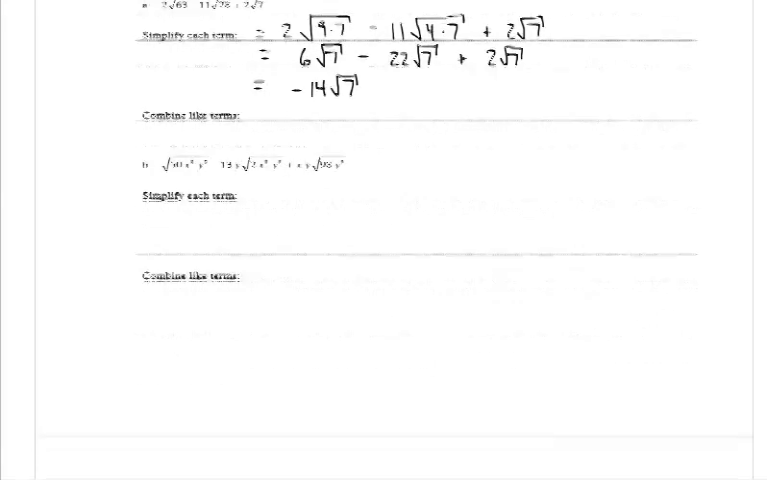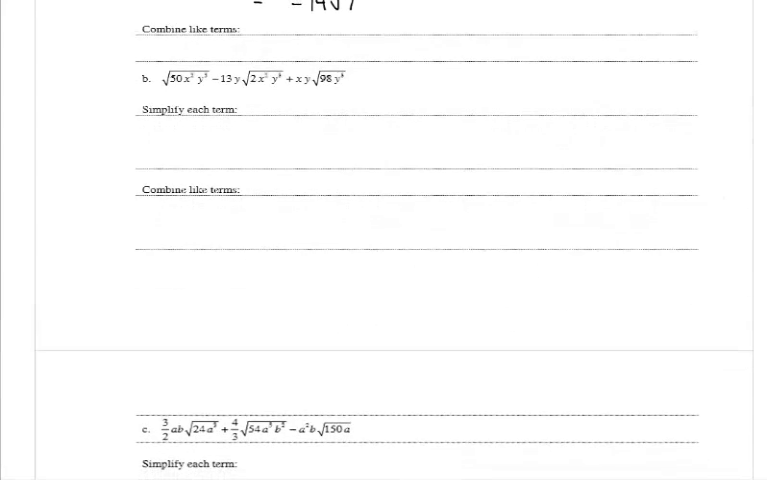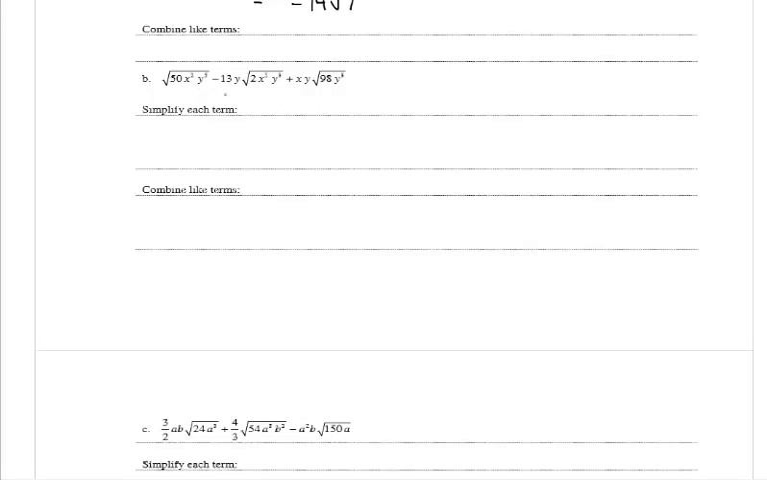In B, we have the square root of 50x squared y to the fifth minus 13y times the square root of 2x squared y cubed plus xy times the square root of 98y cubed. So we want to simplify each term.